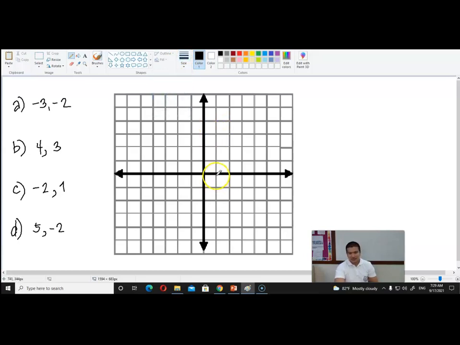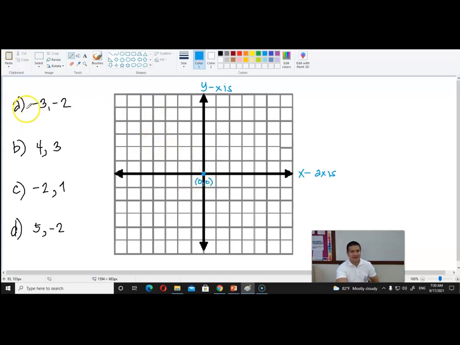Just so you know, each grid line is 1 unit. So therefore we can plot now. This one is the x-axis. This one will be your y-axis, and then your origin is here, which is the ordered pair (0, 0). Okay, so let's try to plot.